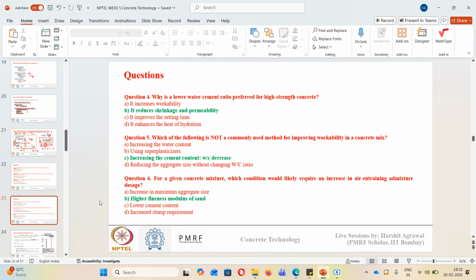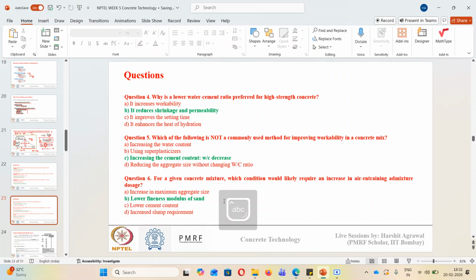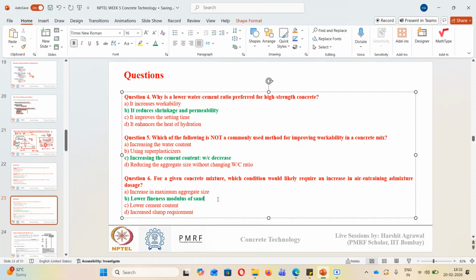Okay, it should be lower fineness modulus. It is my mistake. Lower fineness modulus of sand means that it is coarser sand. Okay.